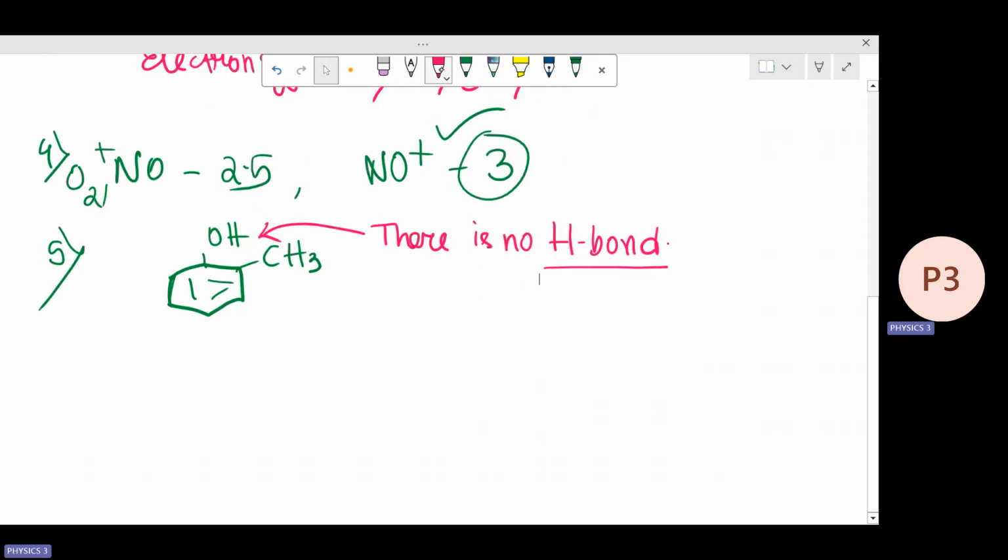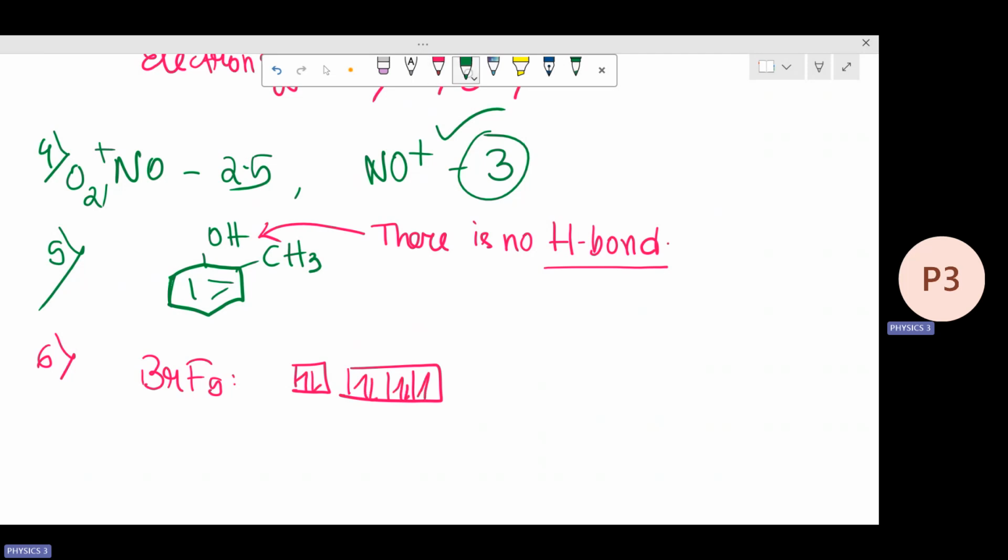Next, question number 6 is telling us that in the following species, the central atom is sp3d2 hybridized. If we talk of BrF5, it looks like this: 1, 2, 3, 4, 5, 6, 7. In BrF5, we are going to get one lone pair. Then these are going to be p orbitals, 1, 2, 3, and this is going to be d orbital.